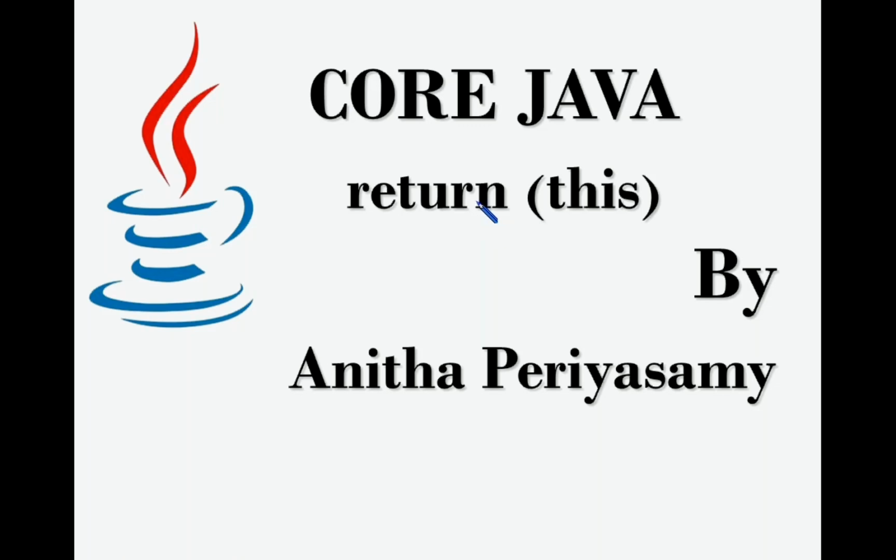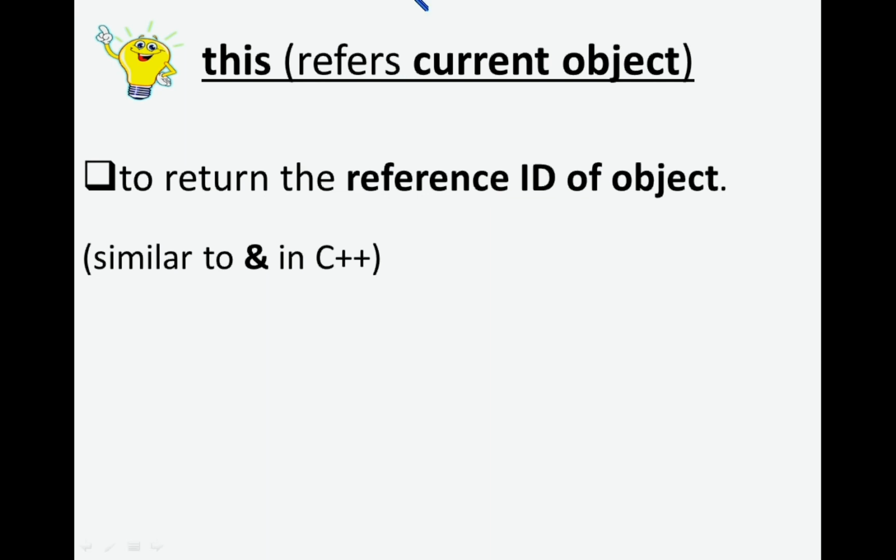Now we are going to see how to use this as a part of return statement. So what is this? It refers to the current object. In case of C++, how to print the address of any variable? Yes, by using the ampersand operator. Similarly, in case of Java, to get the reference ID of any object, we can use this keyword.